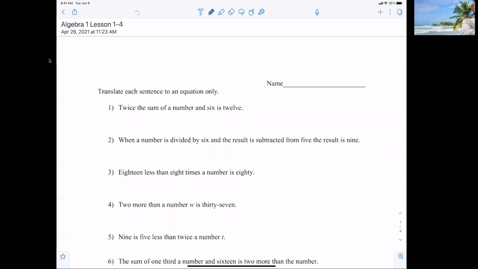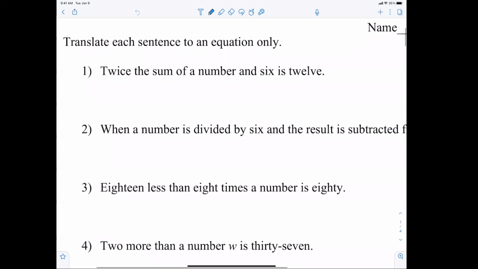All right. Now, again, on this particular lesson, it's a lot of just translations. That's what we're trying to do. You're trying to take the words and put them into math, which, for whatever reason, is difficult. So I want everybody to take a look up here.